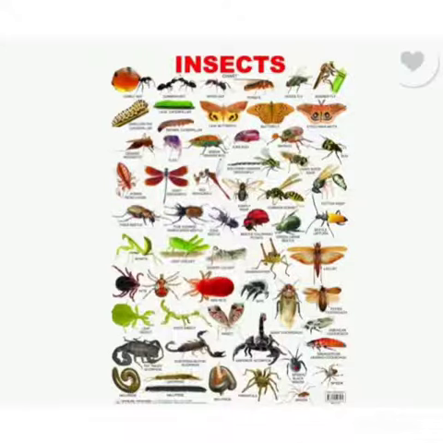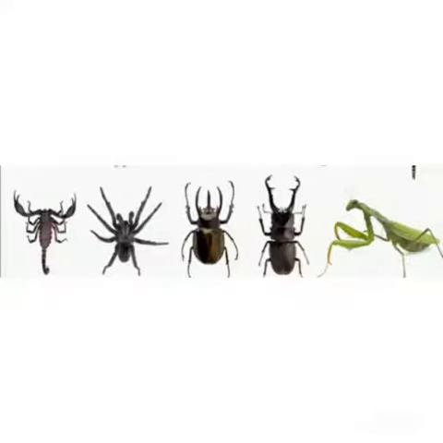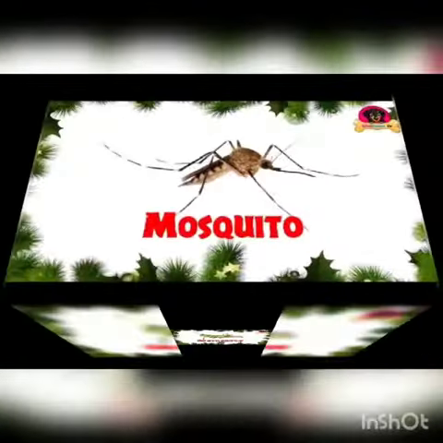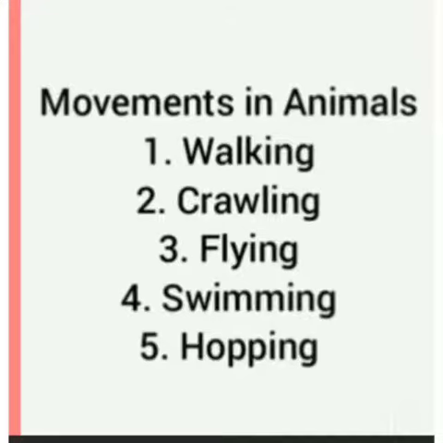Today we will learn about insects. The body of these insects is small. They have 6 legs and a pair of feelers. For example, ant, butterfly, mosquito, grasshopper, spider, cockroach. Movements in animals: walking, crawling, flying, swimming, hopping.